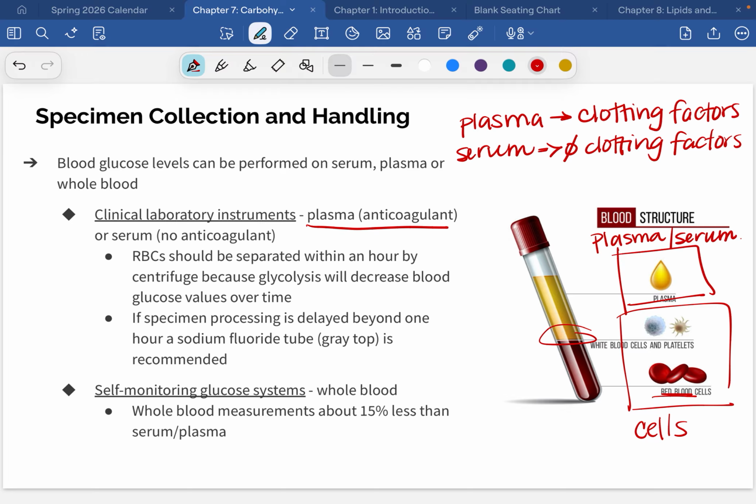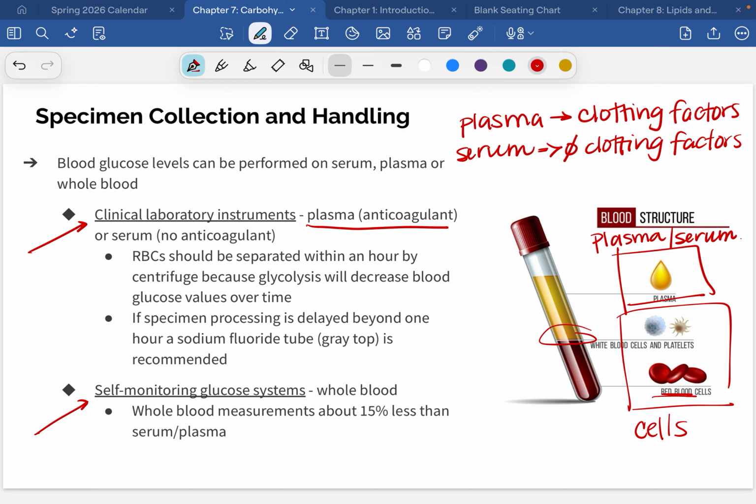Okay, so most clinical labs, when testing for blood glucose levels, will use either serum or plasma. It doesn't particularly matter for blood glucose. There will be tests where it absolutely does matter, but for this one, it does not. And so we're looking at 2 separate kind of things here, is how we test for it inside of a hospital or a doctor's office, where we're using laboratory instruments within a clinical lab.